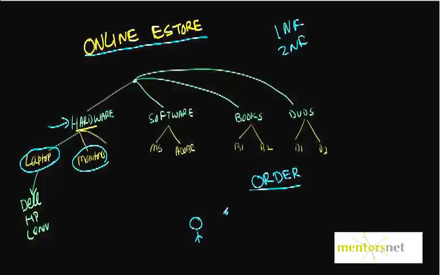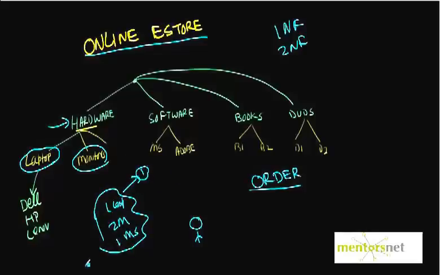An order consists of different products, like an order may consist of a bag where I have one laptop, two monitors, and one Microsoft Windows. This is called one order, and that ID is say 1. Then another order will be 2, and maybe there are 100 books in that order.